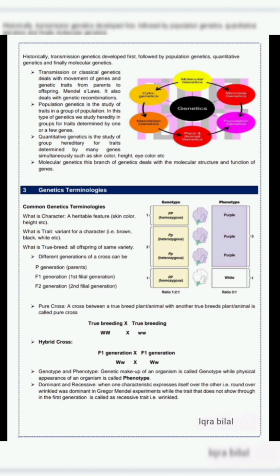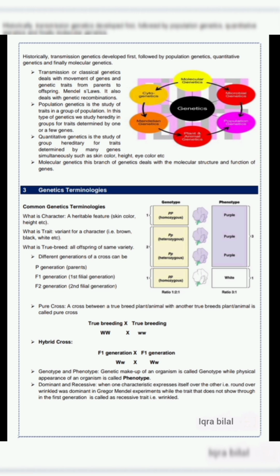What is a true breed, or offspring of the same variety? Different generations of a cross can be the P generation, which is the parents or parental generation, F1, the first filial generation, and F2, the second filial generation. Pure cross: a cross between a true breeding plant or animal with another true breeding plant or animal is called a pure cross.